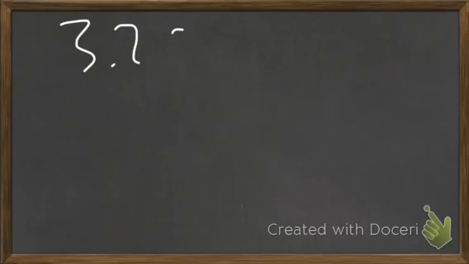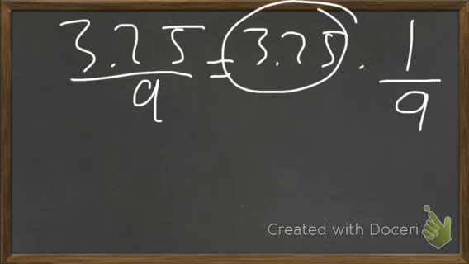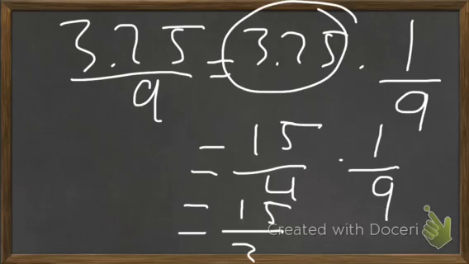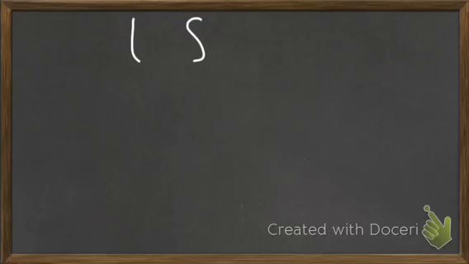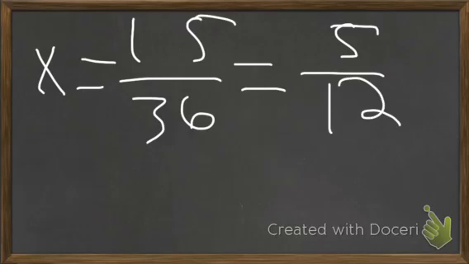So my 3.75 over 9 can just be written as 3.75 times my 1/9. But I already know that my 3.75 is just 15 over 4. So this equals my 15 over 4 times 1/9. Now when we're multiplying fractions, we just multiply straight across. So we will get my 15 over 36. So my 15 over 36 equals my x, but I'm not satisfied yet because I can still simplify this. So we will simplify this and we will get my 5 over 12 as my fraction.